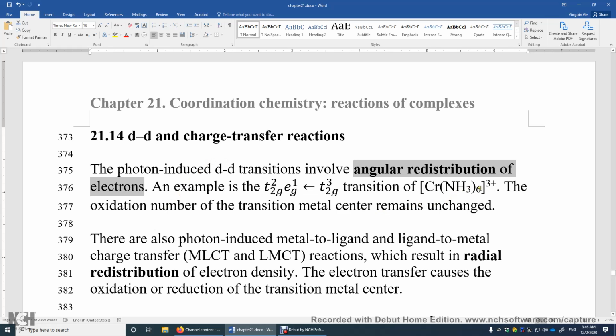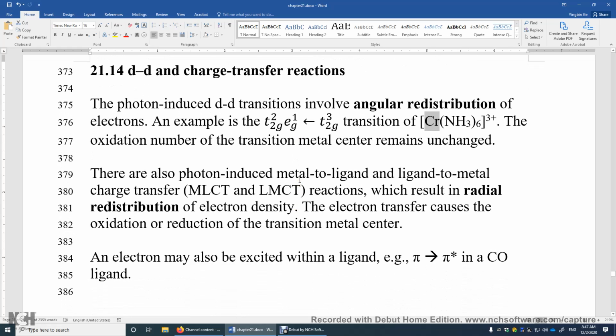One example is this: hexaamine chromium(III). Its ground electronic state involves 3 d electrons, each occupying one of the 3 T2g orbitals, dxy, dyz, dzx. This transition metal complex may absorb a photon and promote one of the 3 electrons to one of the 2 Eg orbitals, either dz squared or dx squared minus y squared. And in this process, the oxidation number of the transition metal center remains unchanged. This chromium(III) has an oxidation number of 3 before and after this DD transition.